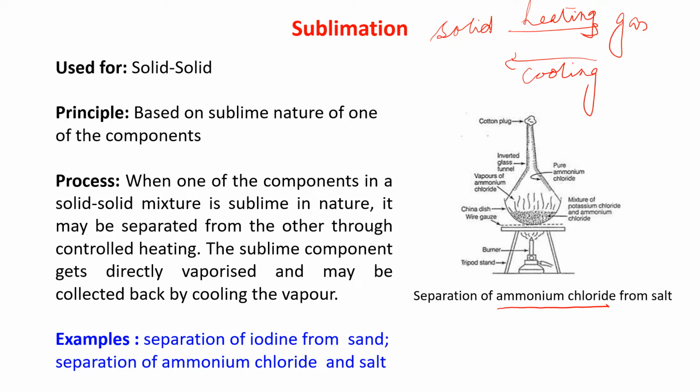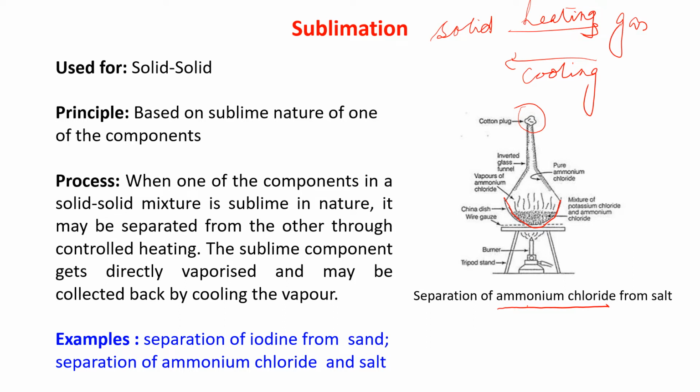Now what is the process? When one of the components in a solid-solid mixture is sublime in nature, it may be separated from the other through controlled heating. This is a china dish. We are taking the mixture in this china dish and heating it from below. One inverted funnel is kept here with a wet cotton plug. We have taken a mixture of ammonium chloride and salt in this china dish, and ammonium chloride is a sublime substance.